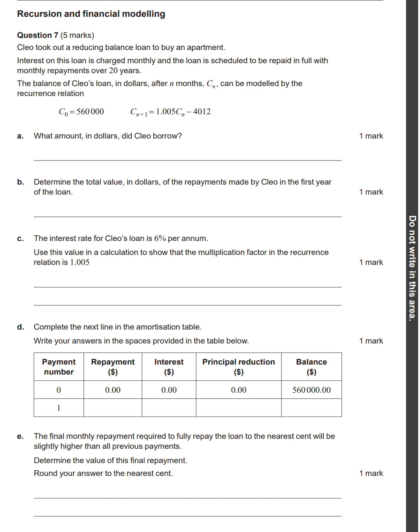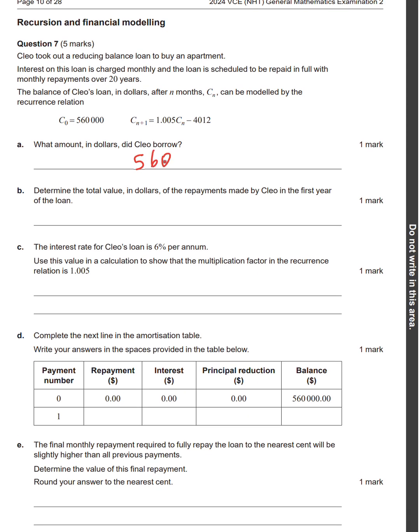All right, recursion and financial modeling. So what amount of dollars did Cleo borrow? She borrowed 5,000. Now, unlike data, it's often really important to read all of the information in a sentence for finance. So it's a reducing balance, monthly, 20 years. I didn't read it for the first one, but you can see that later on I would have needed that. Determine the total value in dollars of the repayments made by Cleo in the first year of the loan.